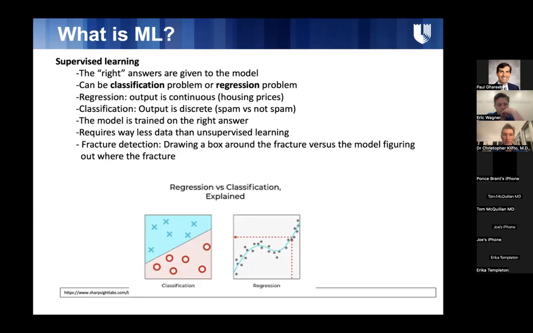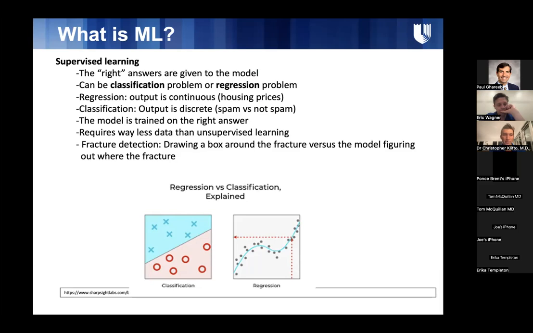And then you have supervised learning, right? So this is a little bit different. Instead of not feeding the program the right answer, like the unsupervised, the supervised tells the computer what the right answer is. And they could be classification problems or regression problems. We all know this, but regression problems output continuous variables, like housing prices, and classifications are discrete variables, which is spam or not spam. But again, in the supervised learning model, it's trained on the right answer.